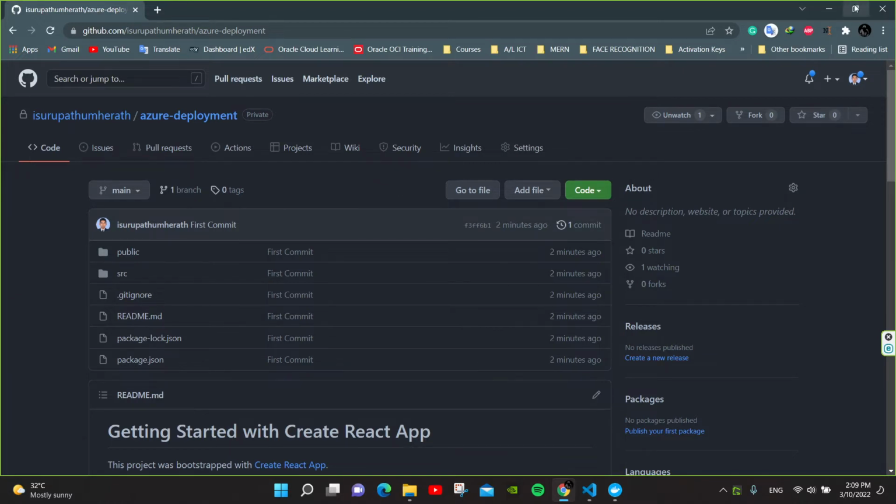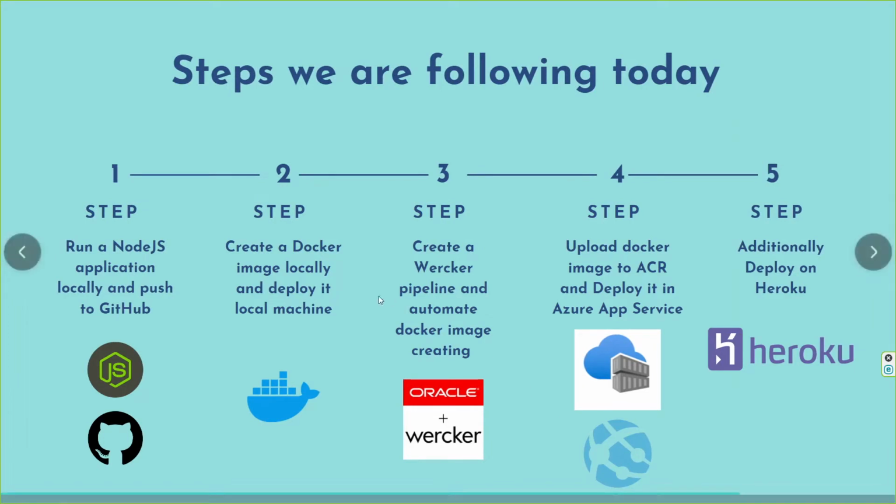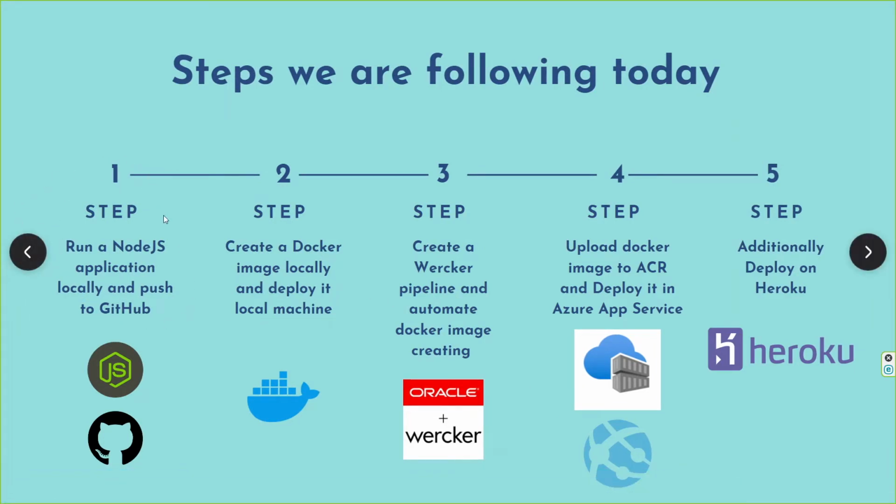So that's it. Let's go to the slides again. Now we have achieved the first step successfully. So now we are going to create a Docker image. To create a Docker image, we need to define a Docker file.